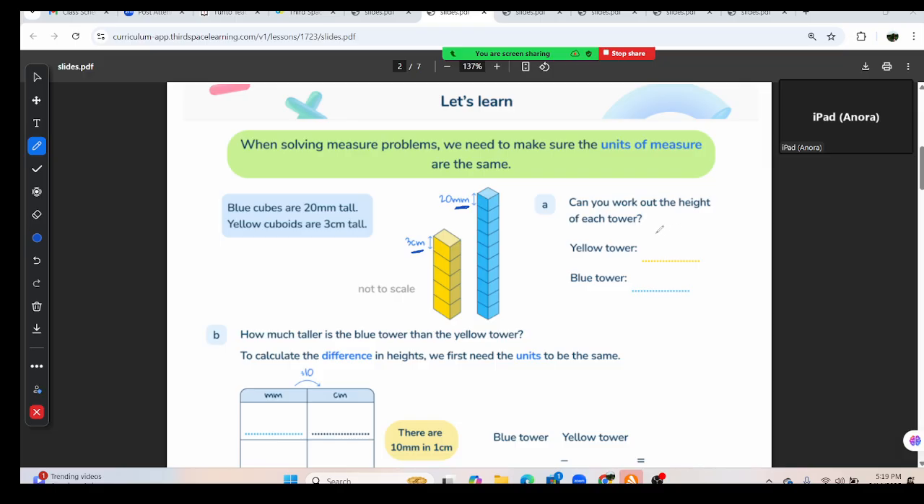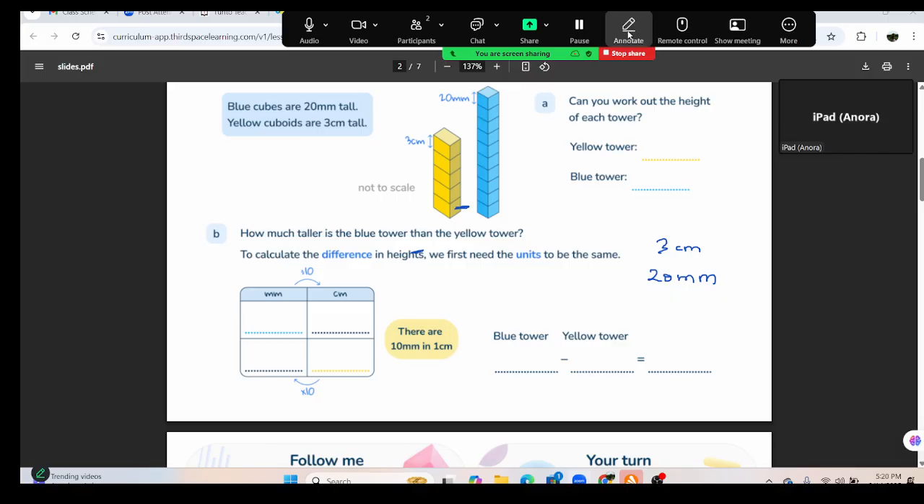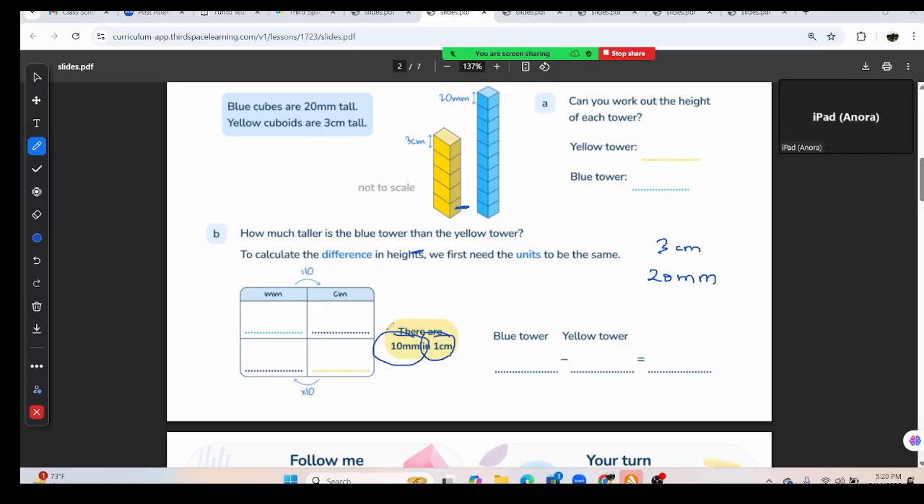So the yellow tower height is given as 3 centimeters, blue is given as 20 millimeters, right? 1 centimeter difference. Exactly, 1 centimeter difference. Perfect, very good. That's correct, because 1 centimeter has 10 millimeters, right? Very good.